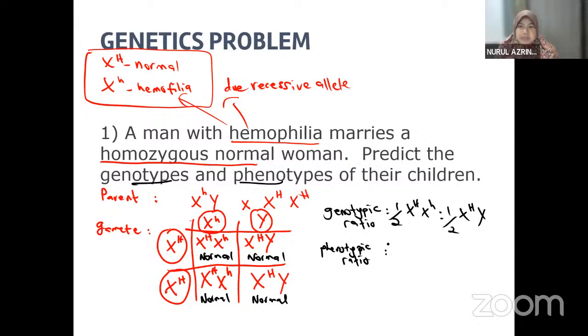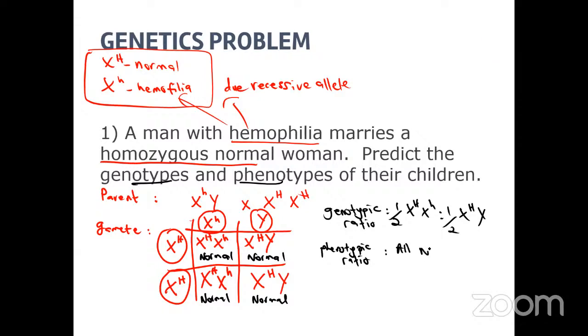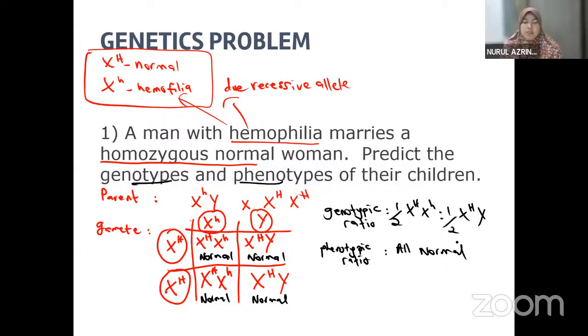Phenotypic ratio nak cakap apa? All normal. Gitu je. Okay, sebab kita nampak phenotypically they are all normal. So normal daughters and son. Okay, alright, that's it. Okay, boleh. Very simple, right?